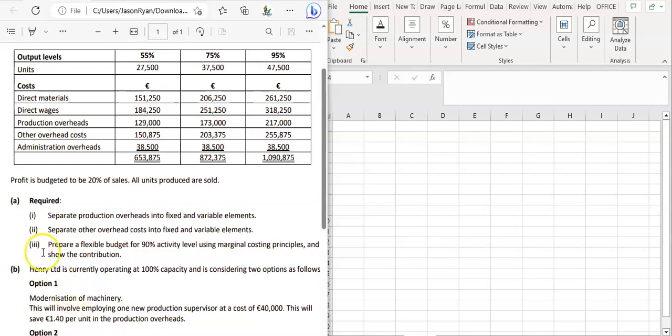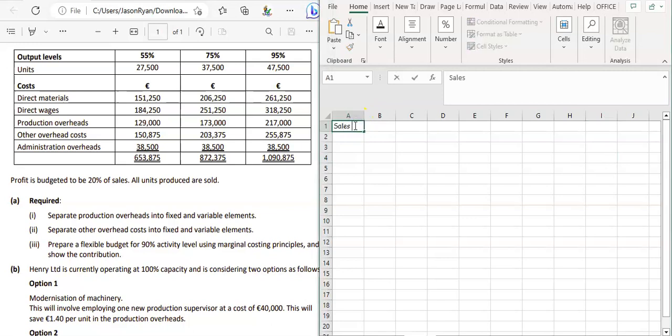Okay, so let's have a look at part 3 for the Henry 2021 flexible budgeting question that can come up in section 3. It says prepare a flexible budget for 90% activity level using the marginal costing principles and show the contribution. So your marginal costing principle is usually sales less your variable costs.